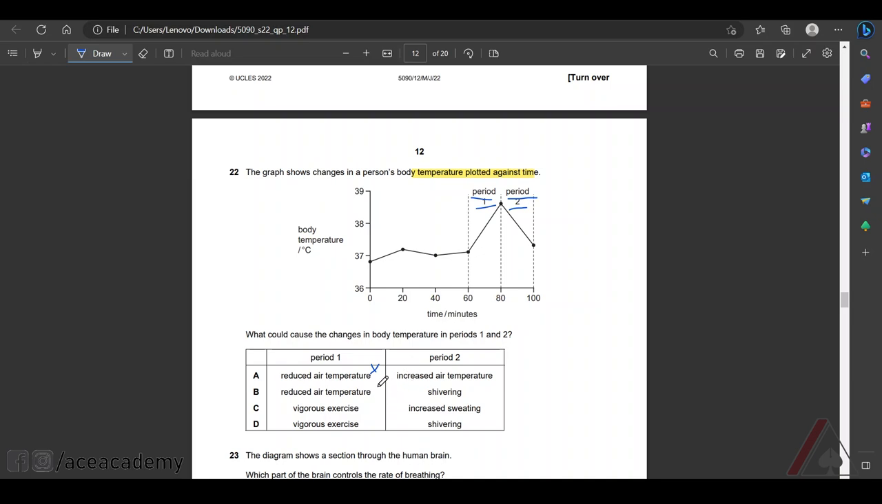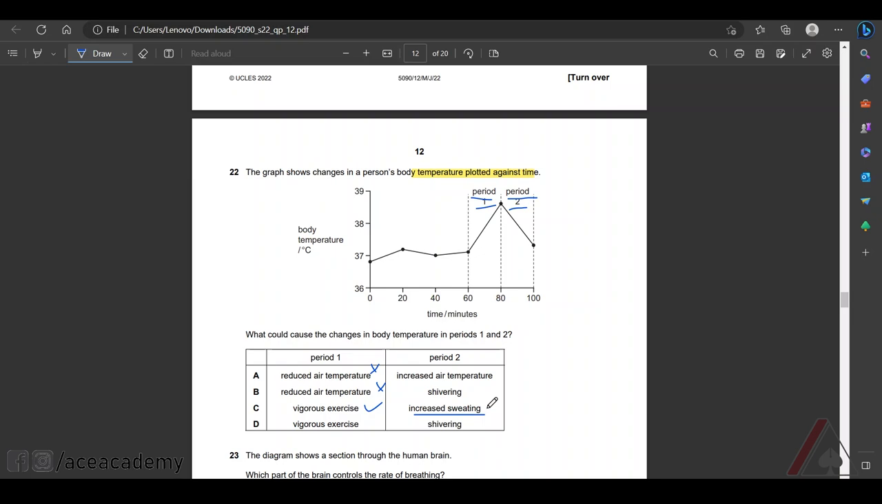B also says reduced air temperature, so it's wrong for the same reason. C, vigorous exercise. Yeah, C makes sense. For C, period 1 makes sense because during vigorous exercise, the muscles contract more, so more respiration happens. And aerobic respiration is basically an exothermic reaction, so heat is produced and temperature increases. So this makes sense. And the response to that is increased sweating.